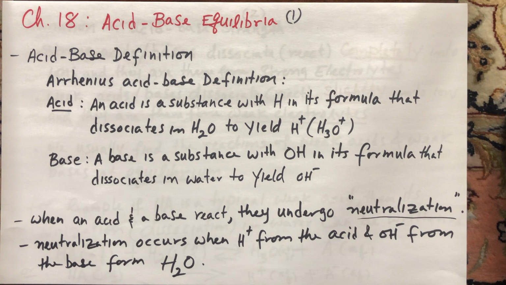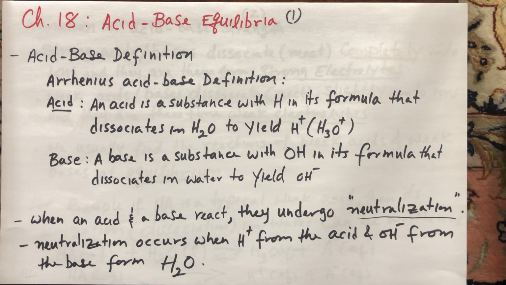A base, according to Arrhenius acid-base definition, is a substance with OH minus in its formula, and well, I should say with OH, not OH minus, in its formula that dissociates in water to yield OH minus. We will take a look at some specific examples of the acid-base definition of Arrhenius.